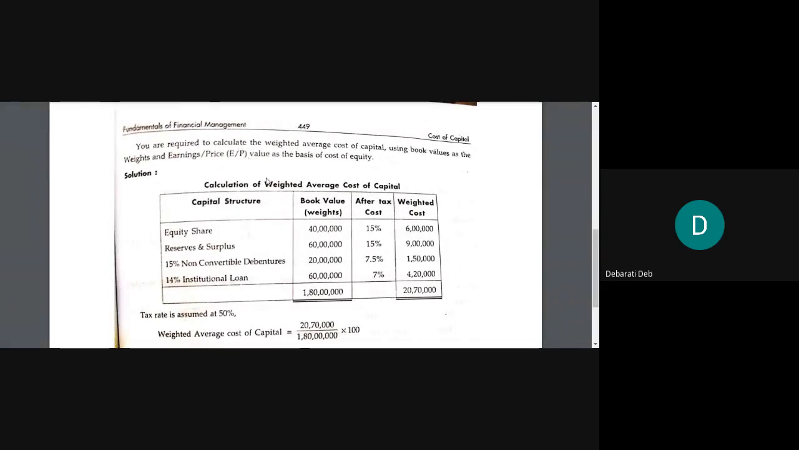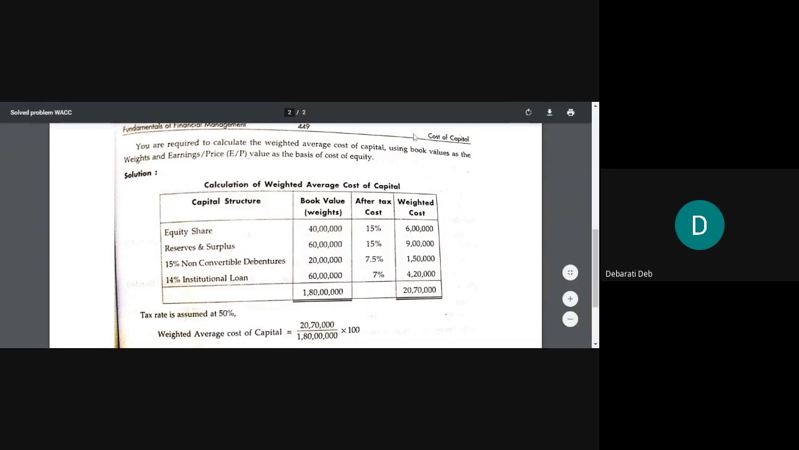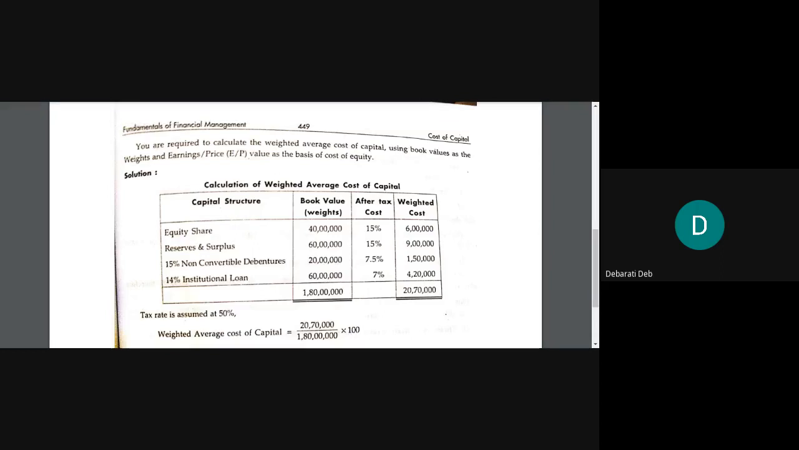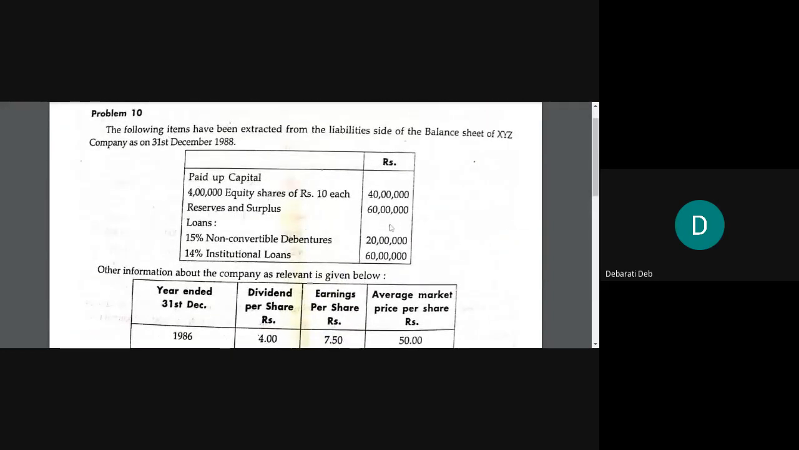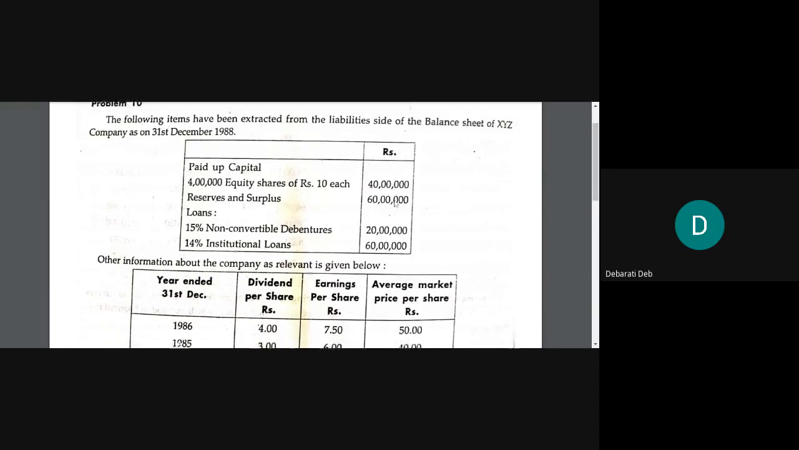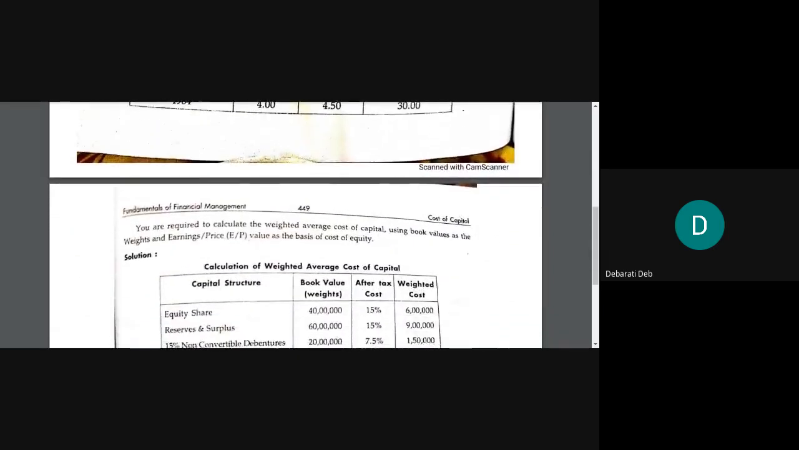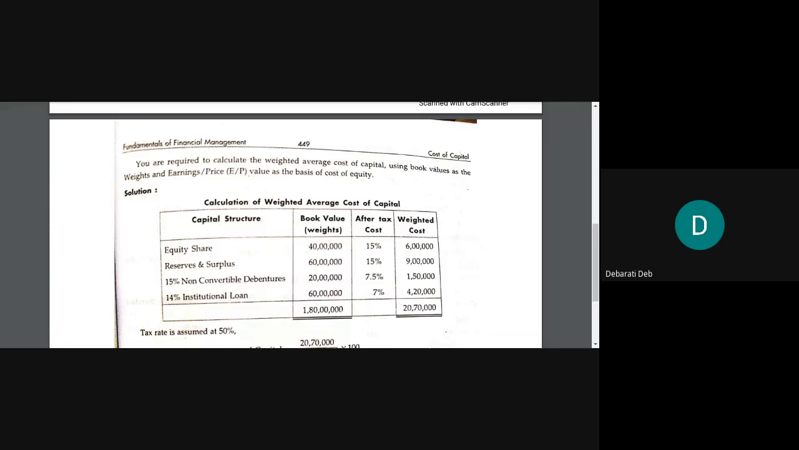You are required to calculate the weighted average cost of capital using book values as the weights and earning price value as the basis of cost of equity. So what you have to do is use the book values, meaning the values given to you on the liability side of the company's balance sheet. Based on that, we calculate the weightage, and based on that, we will calculate the total weighted average cost of capital.